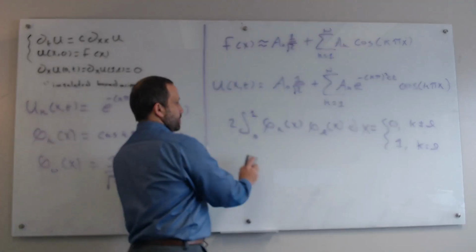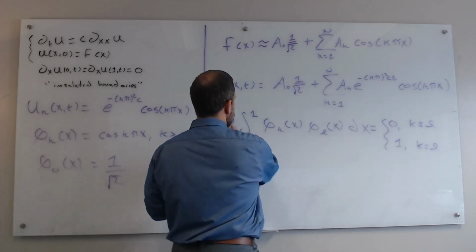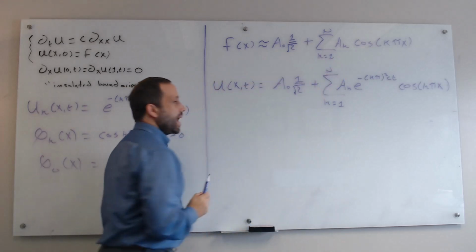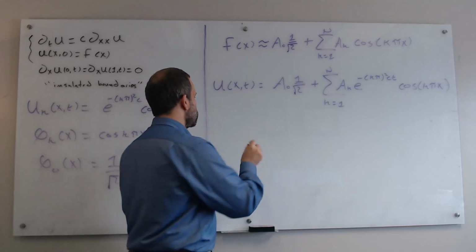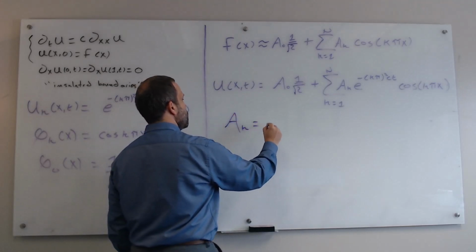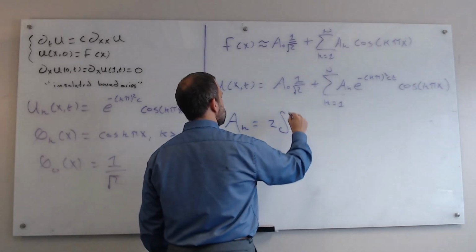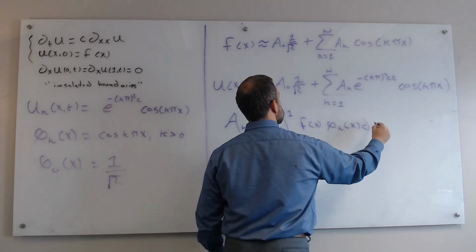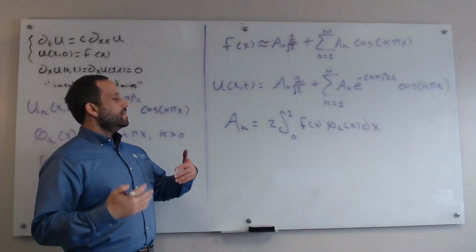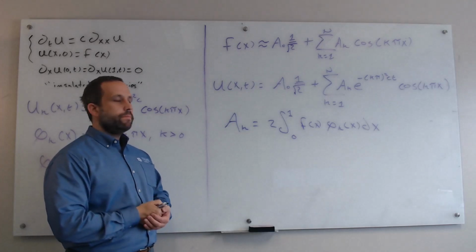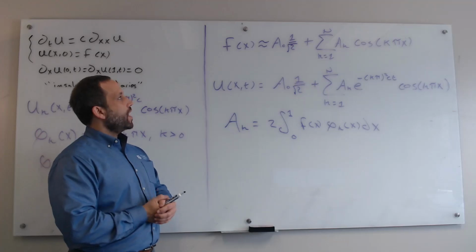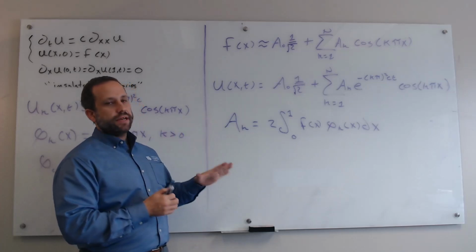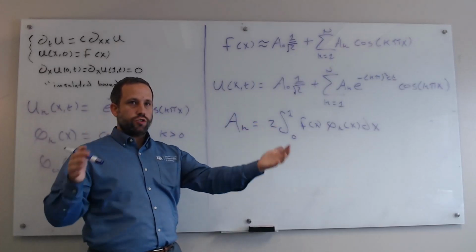Using the very exact same argument that we saw in the previous videos, in the case that f is literally equal to a finite linear combination of these cosine functions, then ak is going to be equal to 2 times the integral from 0 to 1 of f of x phi k of x dx. And the same arguments show that in the case where f of x is not equal to a linear combination of these cosine functions, this choice of ak gives us the best approximation to f in the square integral sense.